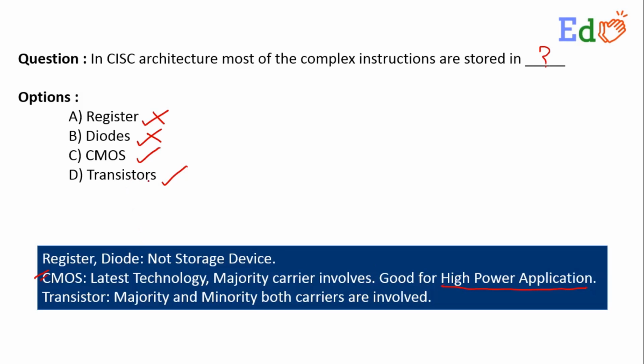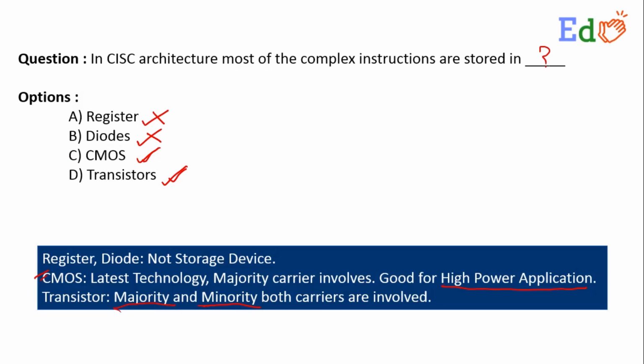But the transistor, option D, involves majority carriers as well as minority carriers. So when we have very high temperature, the minority carrier involvement increases, which affects the current conduction. So that's why the transistor is not a good solution for storage devices. So the two options, CMOS and the transistor, these are the storage devices.